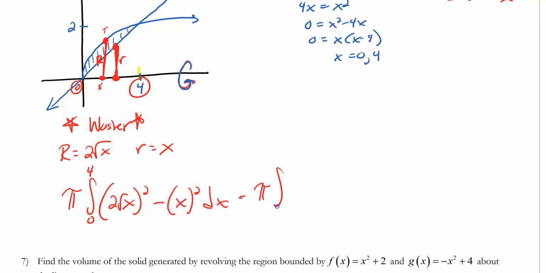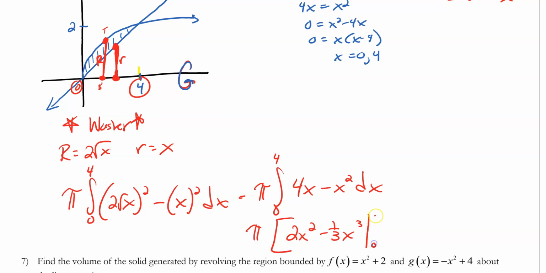So we could clean this up a little bit. This is the integral from 0 to 4 of 4x minus x squared dx. And then you would go through, find the antiderivative, apply the FTC, do all that fun stuff. I'm not going to finish the problem again. I'm just going to get you going here. So 2x squared minus 1/3 x cubed. We would plug in 0 and 4 and finish evaluating.